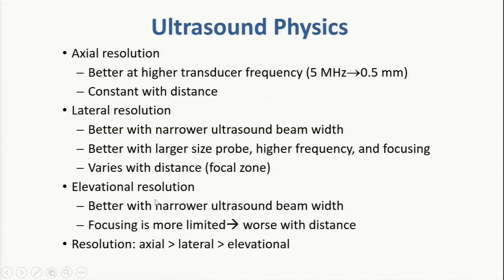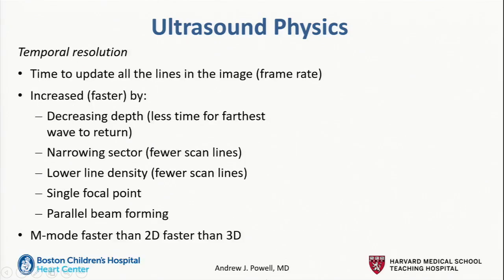And then finally, elevational resolution. It's also better with a narrow ultrasound beam width. The focusing here is more limited. It tends to be worse with distance. So to kind of sum all this up, another point here is for resolution. When we're talking about spatial resolution, the axial resolution is better than the lateral resolution, and that's better than the elevational resolution. All right, now let's just briefly turn to temporal resolution.